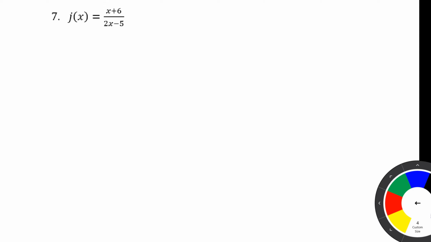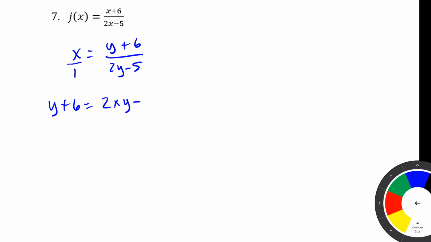Number 7. So for number 7, notice there are two x values in the original function. Therefore, when we take the inverse, you're going to have two y values in the inverse. So in class, we said as soon as we see that, we want to cross multiply. So if I cross multiply, I'm going to get y plus 6 equals 2xy minus 5x. Remember, this x gets multiplied to everything down there.